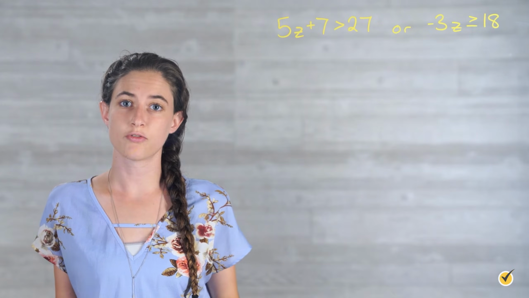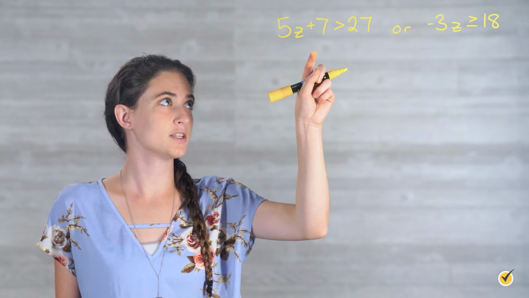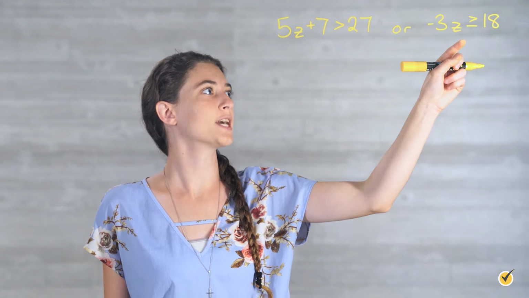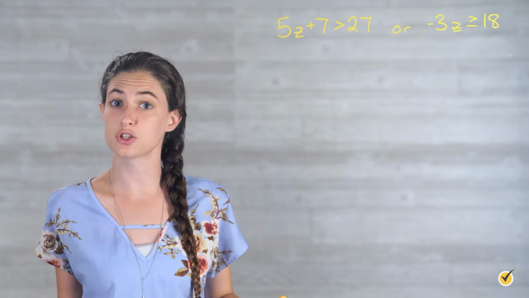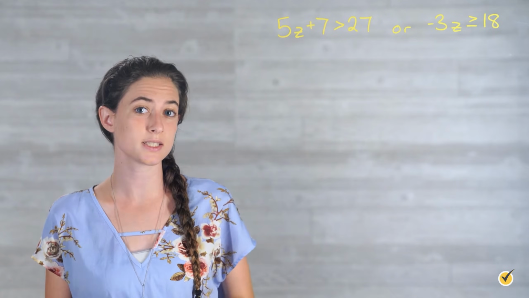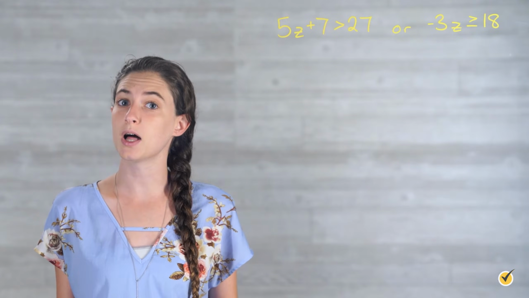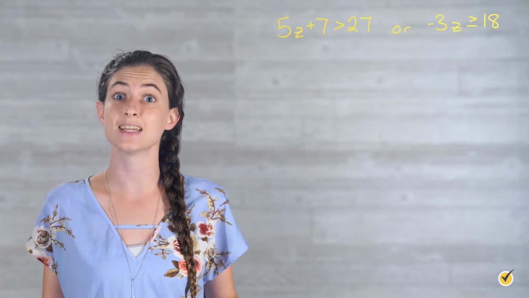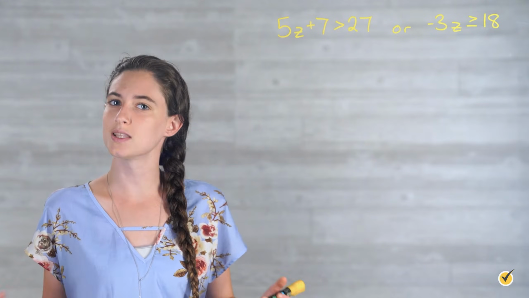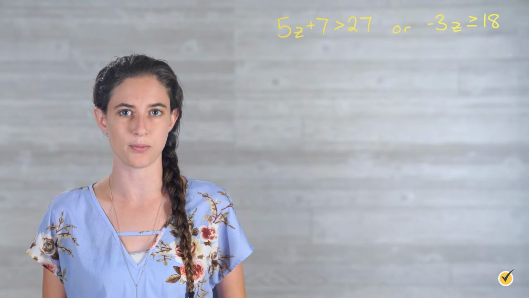Let's solve a compound inequality that is separated by an or for our first example. So we're going to solve for z. 5z plus 7 is greater than 27, or negative 3z is greater than or equal to 18. Our first step is to solve each constraint separately. The solving process is the same process for solving multi-step equations. The same rules apply with one exception. When you multiply or divide by a negative, the inequality will flip. We'll see this process unfold as we finish this example.